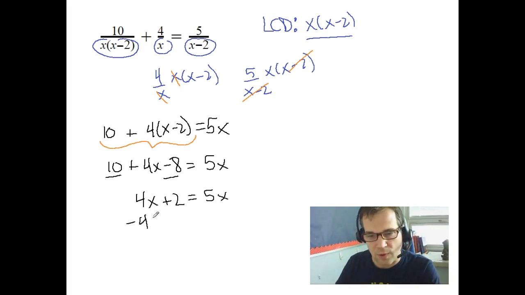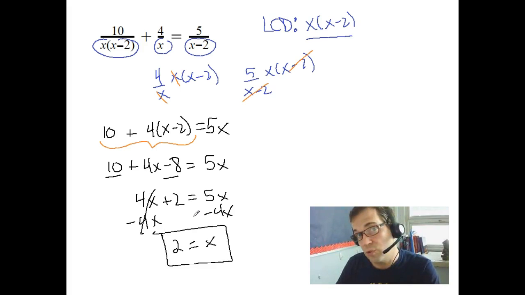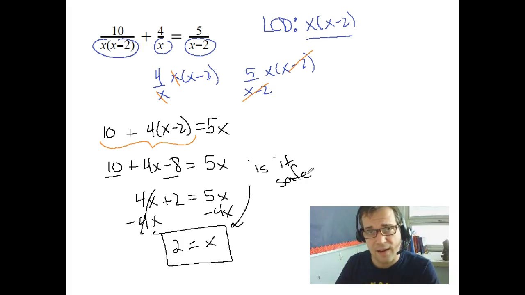Now I'll move all the x's to one side, giving me 2 on this side equals x. So it seems like my answer should be x equals 2. But there's a problem. Is that a safe answer? Is it safe? It is not safe. That's not a safe answer.